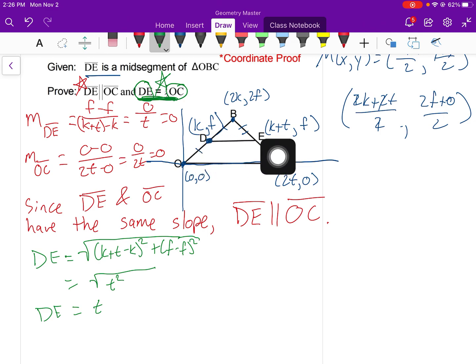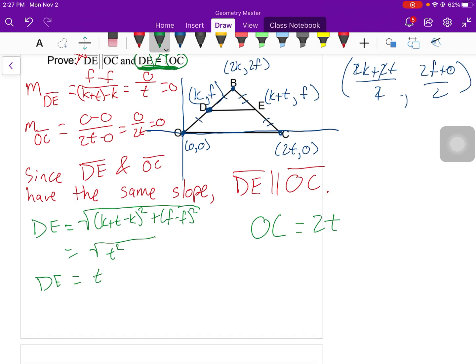Okay, now it's hard to count because I don't have any lines, but the difference in your x values is just t. It's easier than if it had been like 5, 2 and 12, 2, because it literally just says plus t. That's how far I moved. That only works because we picked these specifically, and we have the y values being the exact same. Now, if I want to find OC, for the same reason, I can just say I counted over 2t. I went from (0, 0) to (2t, 0). So DE is equal to t, and OC is equal to 2t.